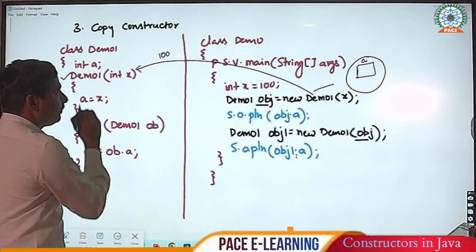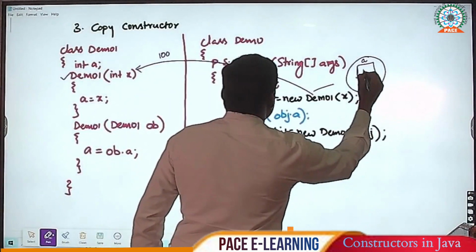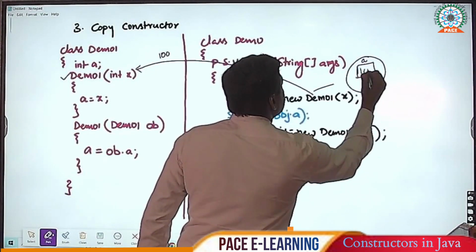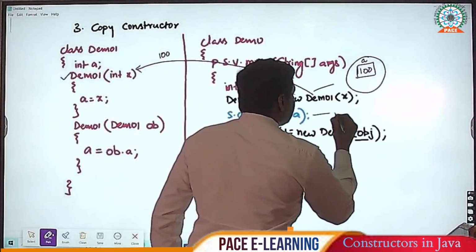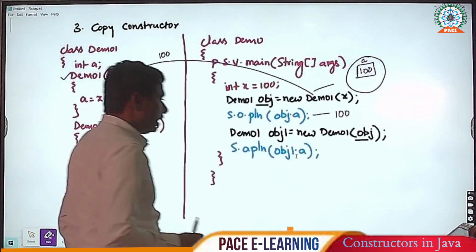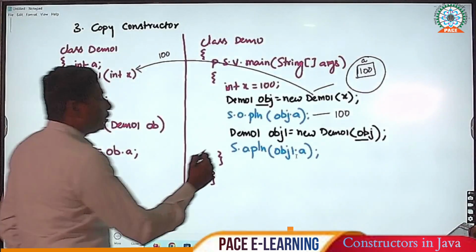a will be filled with x. x value is 100. Yes, this 100 will be put into a. When you are printing obj.a, 100 will be printed as an output. And go for the statement.